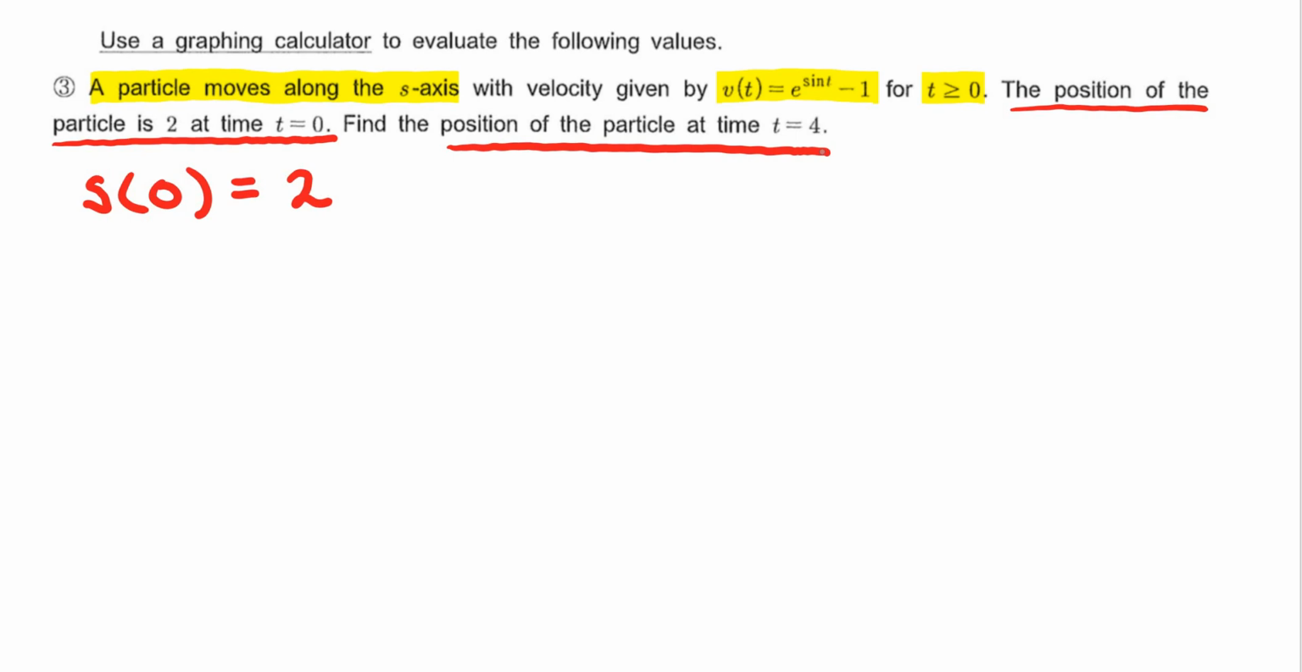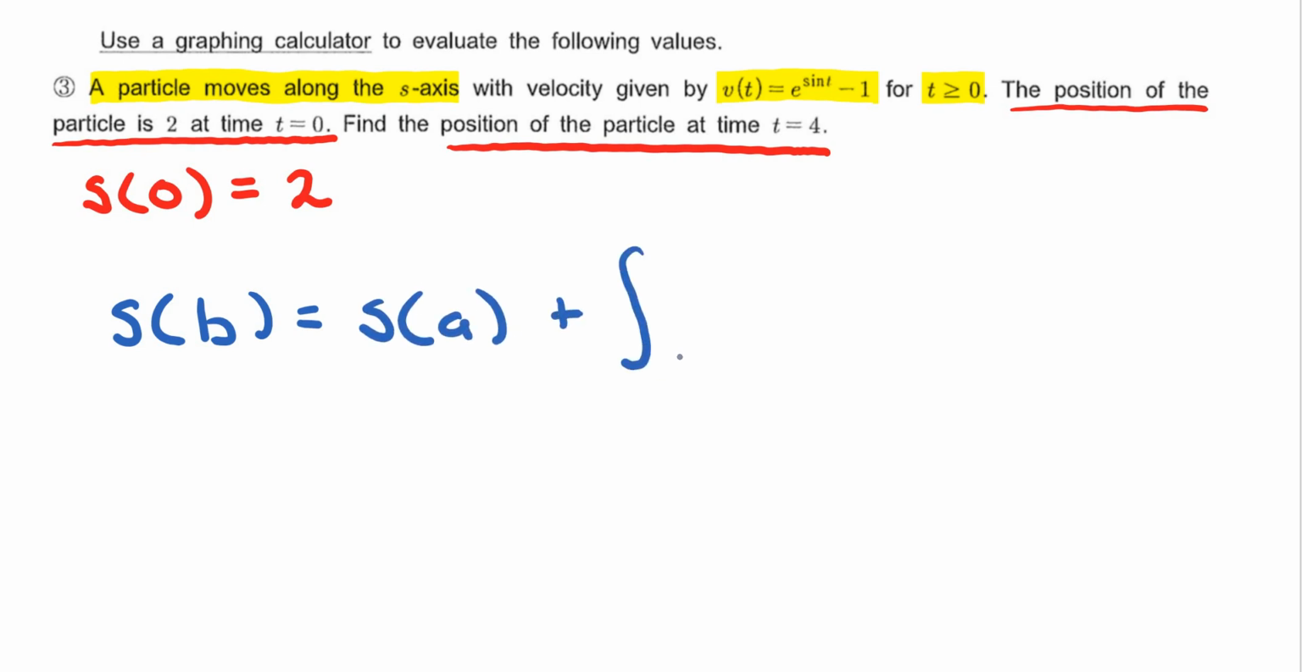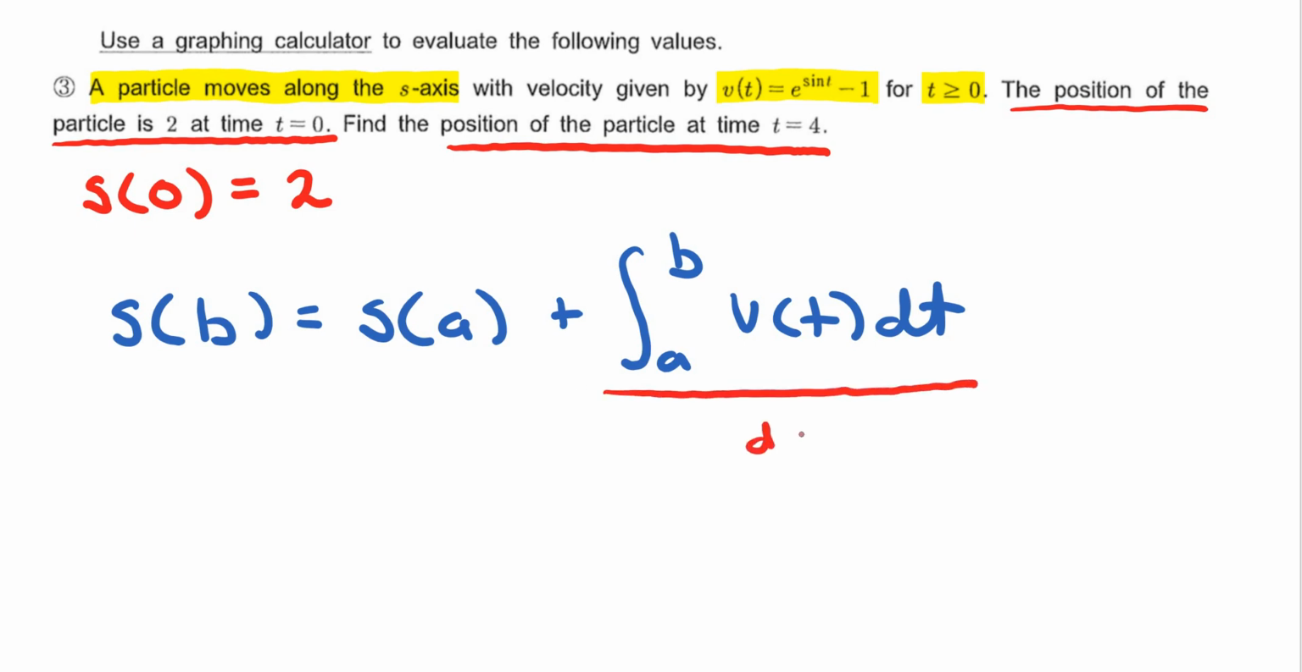Basically we're looking for the final position of the particle after 4 seconds, and we do have a very nice formula for that as well. Your final position, which is S of B, is equal to your initial position at A plus the integral from A to B of V of t dt. Just like in the previous question, we mentioned that this right here is your displacement.